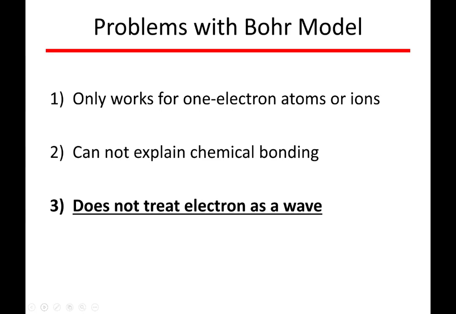You can't just assume the electron acts only as a particle. You have to take the wave-like characteristics into account. And so, although the Bohr model is really useful for the hydrogen atom, we need to make some modifications to the model so that we can better describe other atoms, ions, and molecules. And that's what we're going to talk about in the next section.